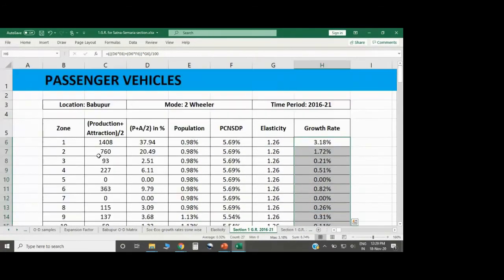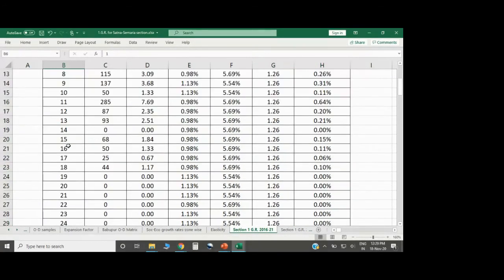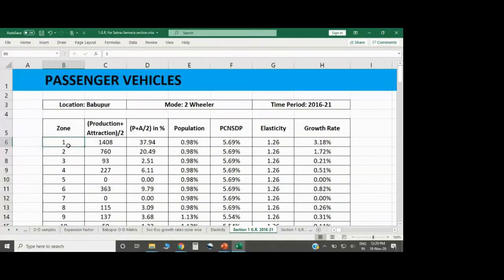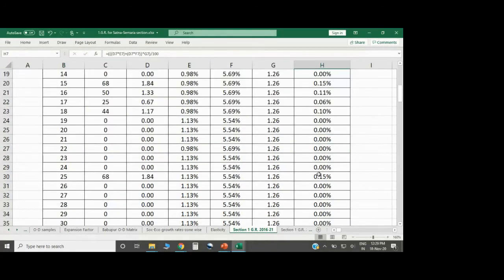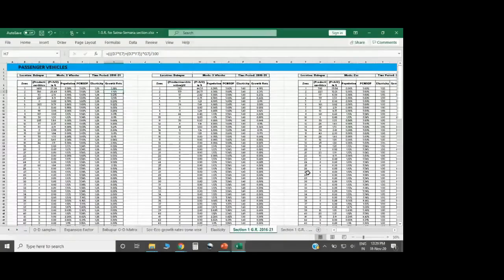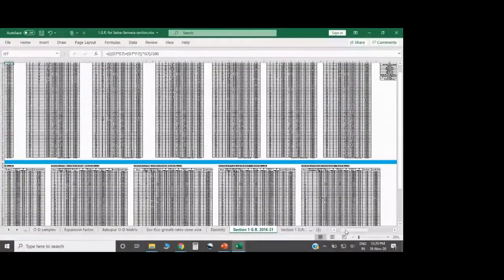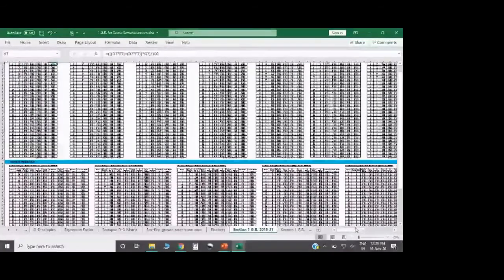And what you see is this zone. If you recall, I had told you that we had divided this whole project area into 66 zones, and then you need to find out the growth rate for each zone. Likewise, all such calculations are done. You can see a lot of tables over here.